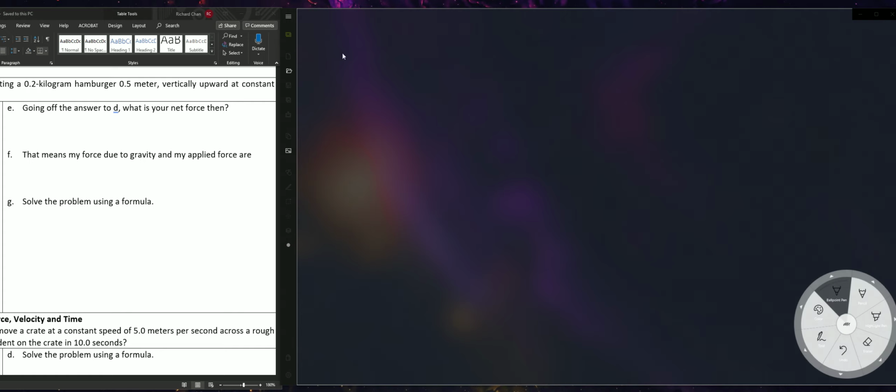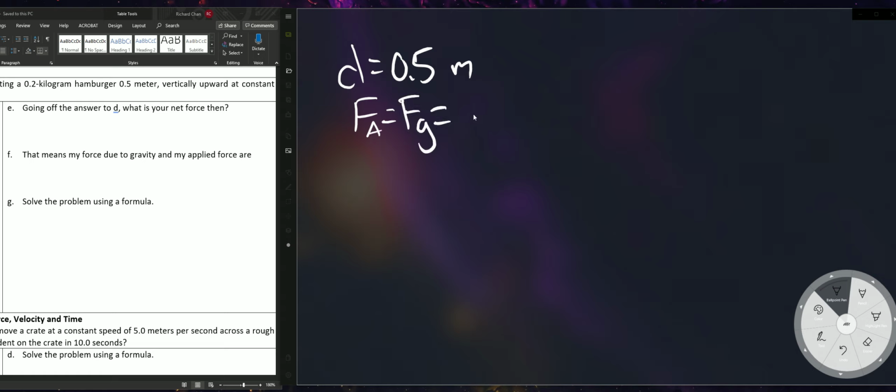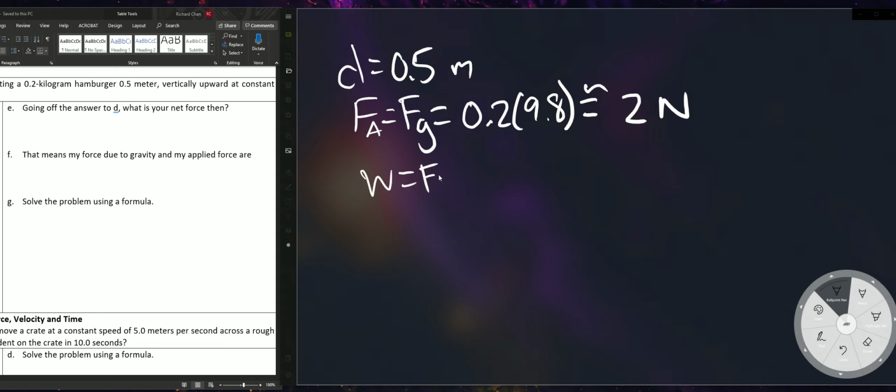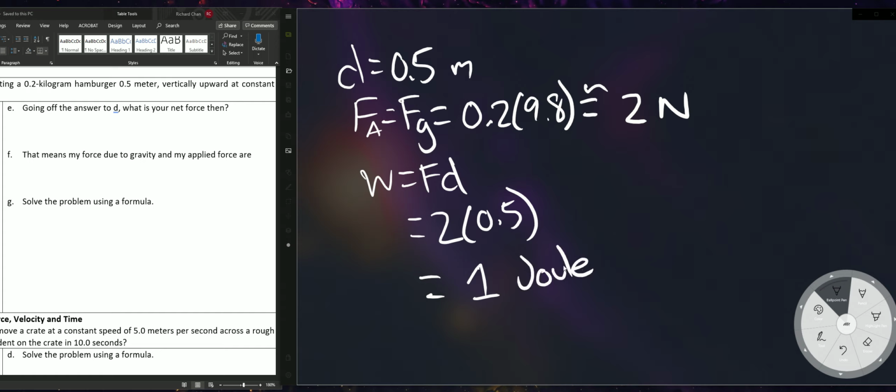All right, so let me just rewrite my knowns. I travel a distance of 0.5 meters, and my force is my applied force, which is equal to my gravitational force, 0.2 times 9.8, somewhere around 2 newtons. So now we want to solve for work. Force times distance, 2 times 0.5, and I get 1 joule. So it just takes me 1 joule.